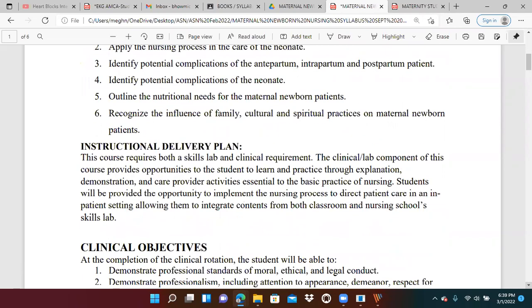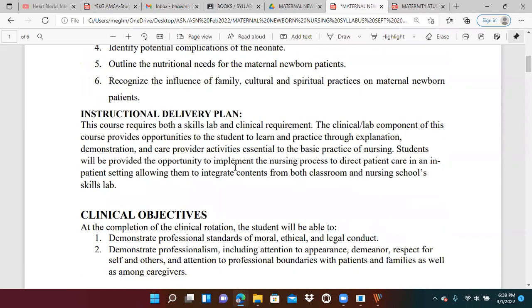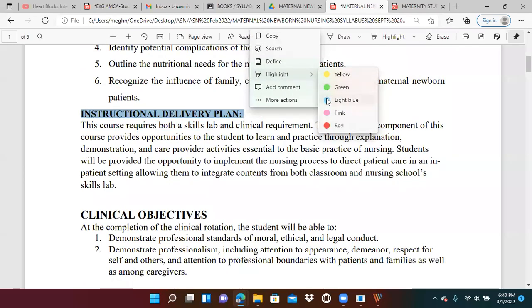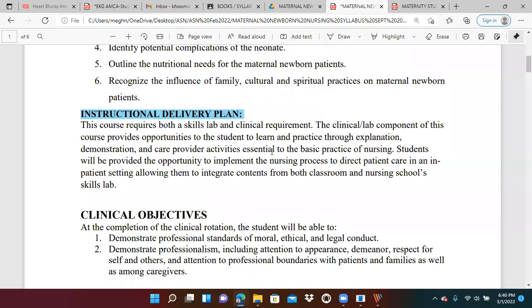Next, what is the instructional delivery plan? My friend, you're supposed to read it. I said I emailed you. You have to go through every sentence. If you agree, no problem. If you disagree, you are also welcome. Come to me, text me, phone me. I will explain more. So basically, as I told you, we work together.